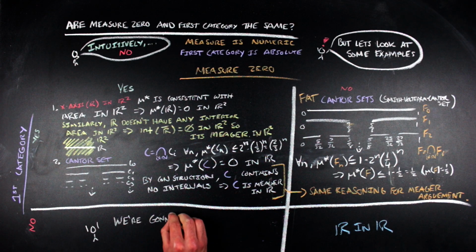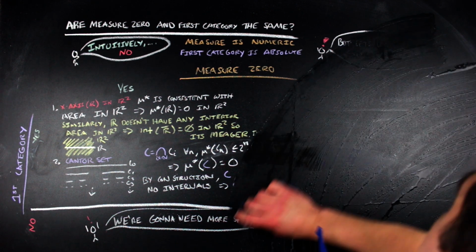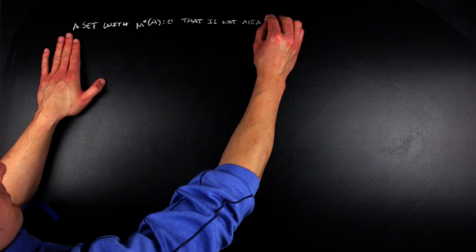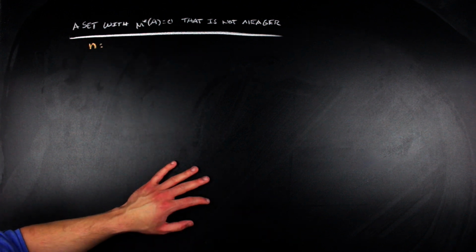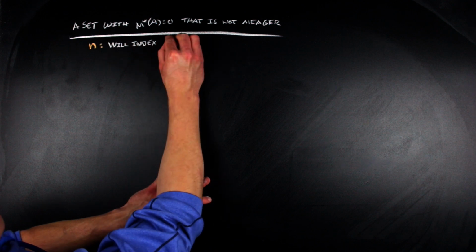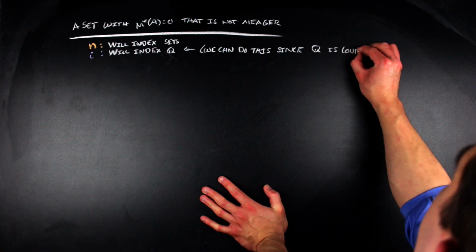And then the last example that we're going to talk about is going to require more board space. So this is going to be an example of something that is not meager, but is also measure 0. So to start off, we're going to set some definitions for what our indices mean before they show up, because if I just throw 2 indexes at you, it's going to be very confusing. And the first time I saw this, I was very confused because nowhere did they note what the 2 indices were for. So n will index sets. It's just going to be a counter on sets. That's all it's going to do. And i will be an index on the rational numbers. We can do this with a countable index because the rationals are countable.